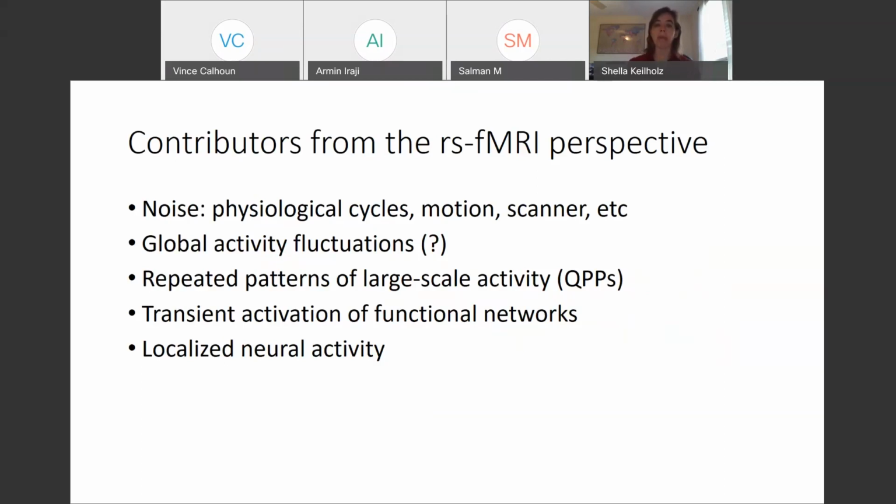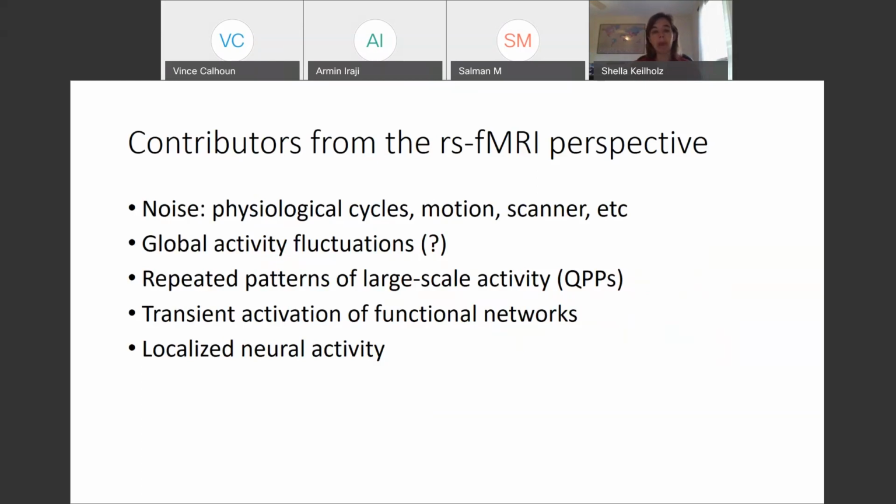There's a lot of work going on about how to get rid of those, how to clean them up, how to minimize them in the first place. But for now, we're just going to ignore it and make our lives a little bit easier. So other than that, we have what we call the global signal. And so maybe these are global activity fluctuations. I put a question mark there because I admit I'm a little bit skeptical at the moment about whether there actually is this brain-wide fluctuation in activity level. I'll talk about that more in a minute.